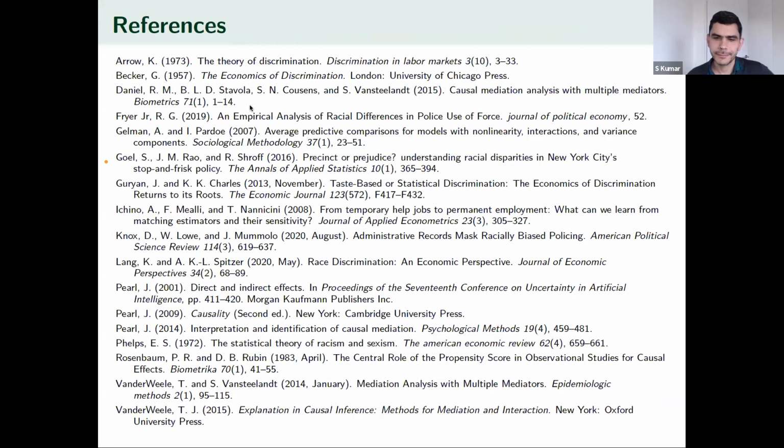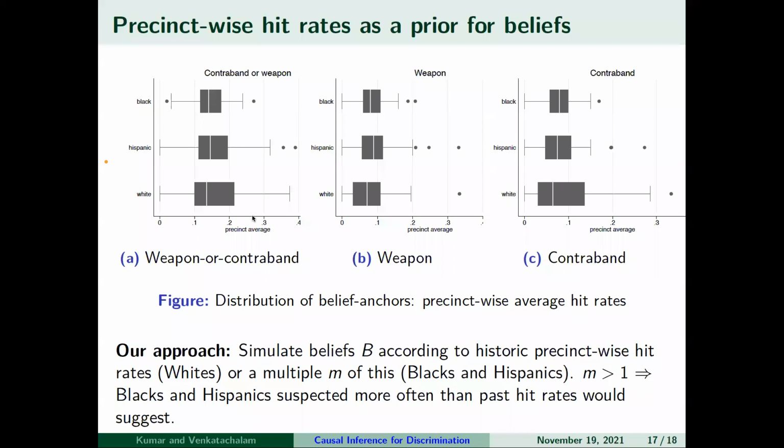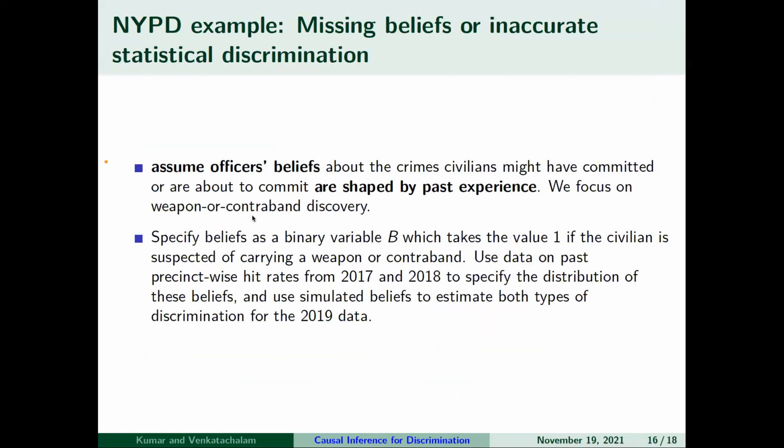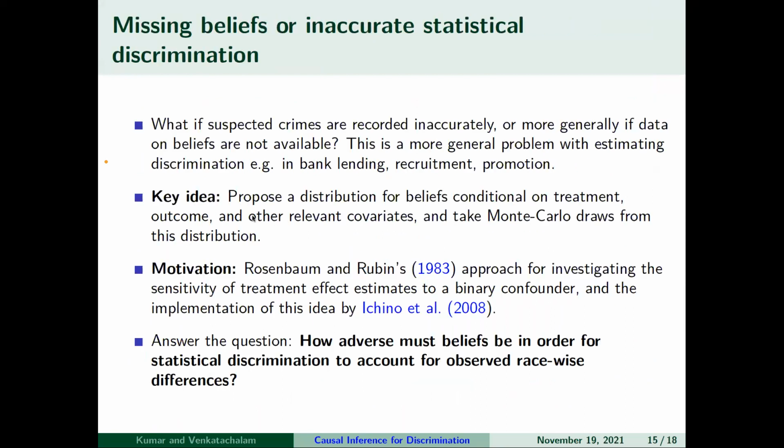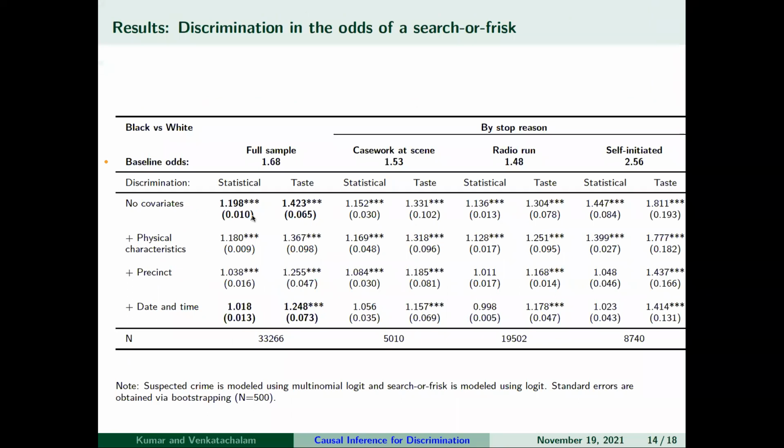Okay. So you've chosen precinct-wise as the prior, right? Correct. And from your table, it looked like it was both precinct and date and time that was leading to this. Very, very much. Agreed. Wrong place, wrong time, basically. So why did you pick precinct and not date and time?